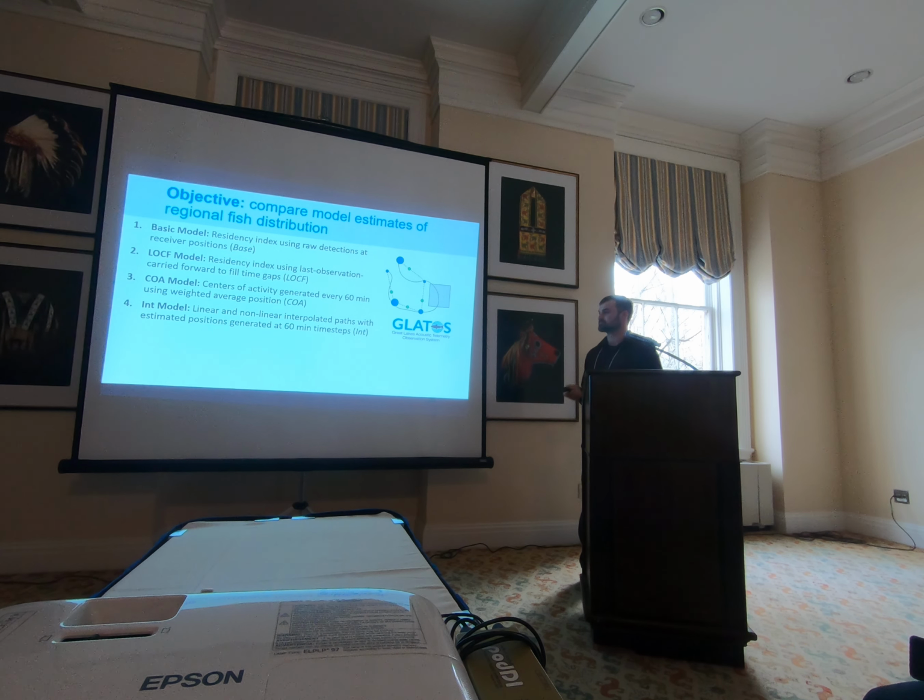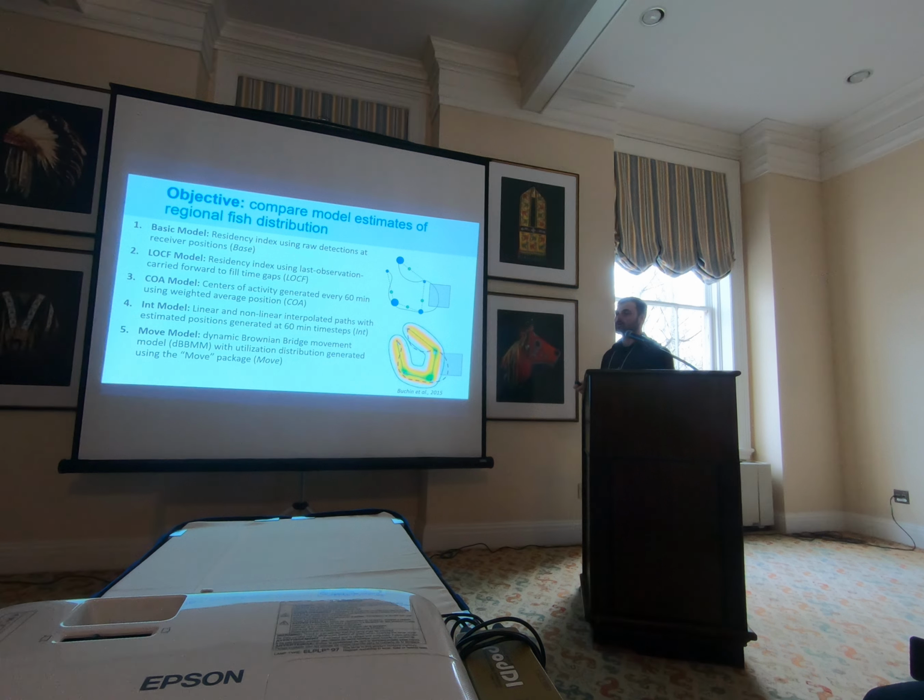And the next 2 models are both these Brownian bridge models, or dynamic Brownian bridge movement models, which similarly fill in these time gaps, but they do it based on probability, taking into account the amount of time between those gaps. What's different with this type of model is you get this utilization distribution. So just what's the probability that an individual occurred at any location based on where it was last observed, where it was next observed, and the amount of time between those spaces.